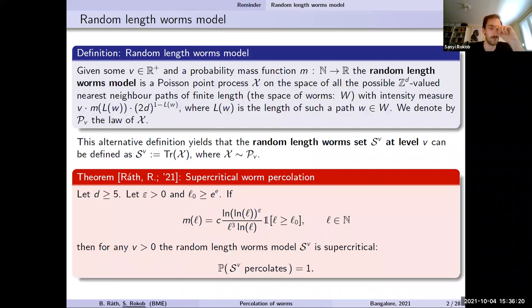Before I can talk about the proofs, let me give an alternative definition of the random length worms model. Balázs already hinted that behind all of these Poisson zoo models there is a Poisson point process, and for the random length worms model it is really easy to characterize this Poisson point process. This definition is given here. We are given an intensity parameter v and a probability mass function, which induces the length of the worms considered. Then the random length worms model can be described as a Poisson point process on the space of all possible Z^d values, nearest neighbor paths of finite length. These paths are just simply the worms that we already talked about. It won't be important, but we call this space the space of worms.